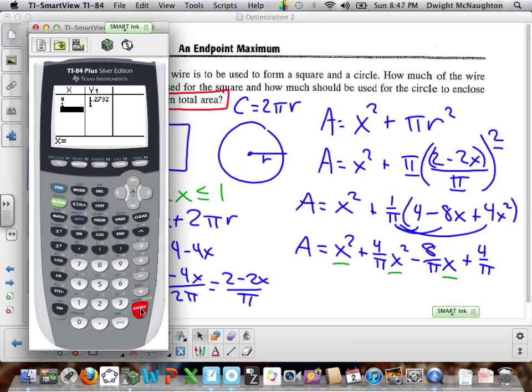So, if I use all of the wire for the circle, I get a total area of 1.27. If I use all the wire for the square, I get an area of 1. And if I use 0.59 for the square, I get an area of 0.56. So, how much should be used for a circle? All of it. All the wire should be used for a circle, and you'll get a maximum total area of 1.273 square feet.